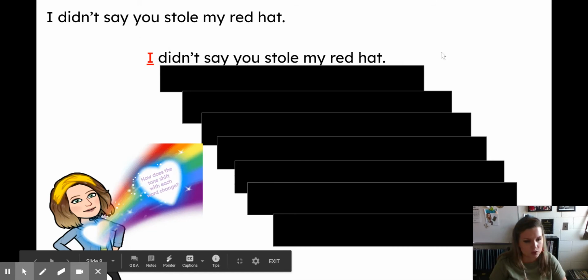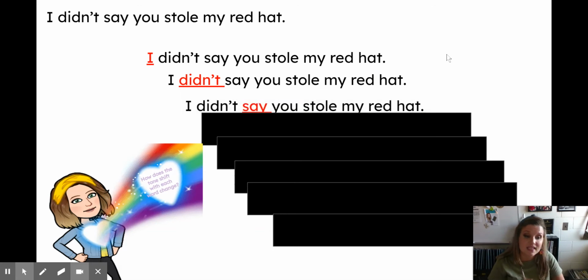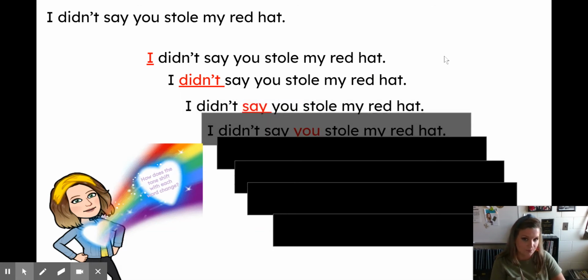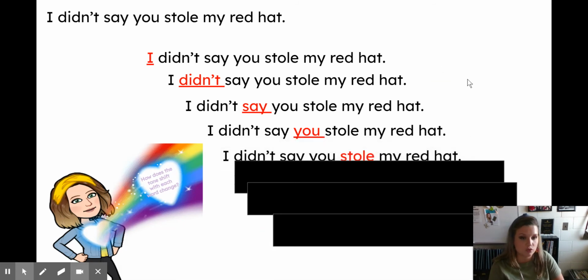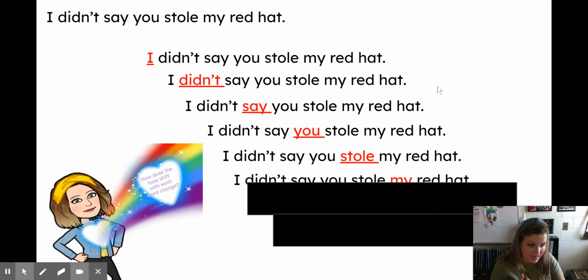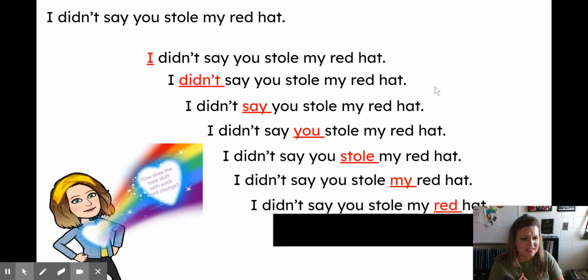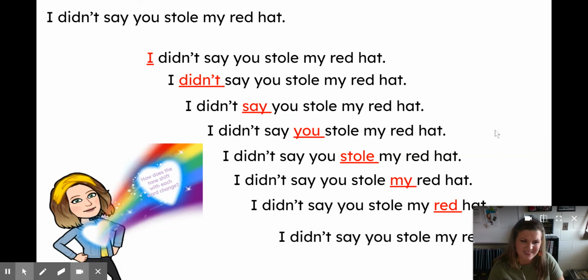I didn't say you stole my red hat. I didn't say you stole my red hat. I didn't say you stole my red hat. I didn't say you stole my red hat. I didn't say you stole my red hat. I didn't say you stole my red hat. I didn't say you stole my red hat. I didn't say you stole my red hat.